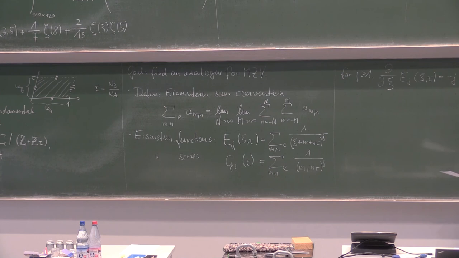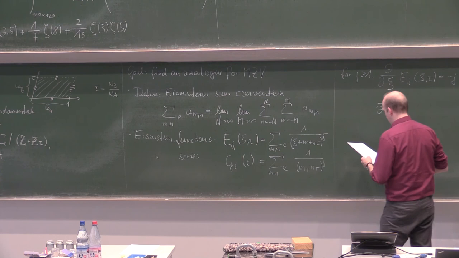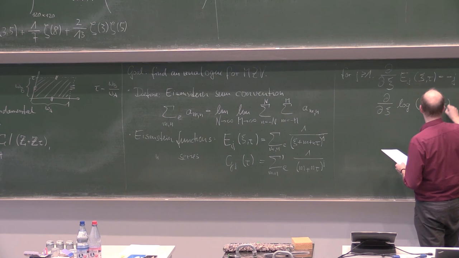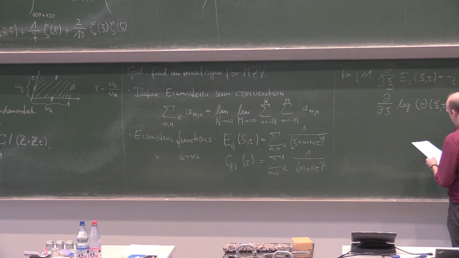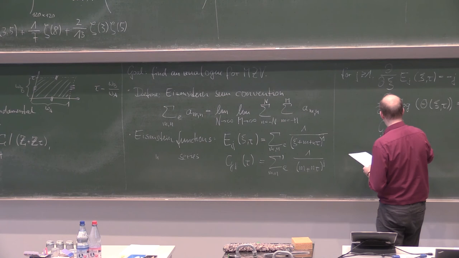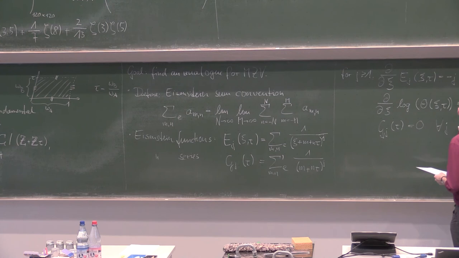And then there is a nice relation to the odd Jacobi theta function. You take the derivative of the logarithm of theta of psi and tau, and this is the odd Jacobi theta function, then you'll get the Eisenstein function E_1 of psi and tau. And furthermore, one can show that the Eisenstein series is 0 for all j odd. So we get g2, g4, and so on. G2 is a little special, but it does exist.